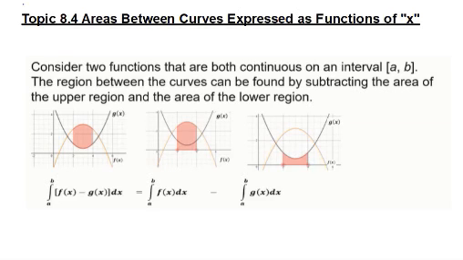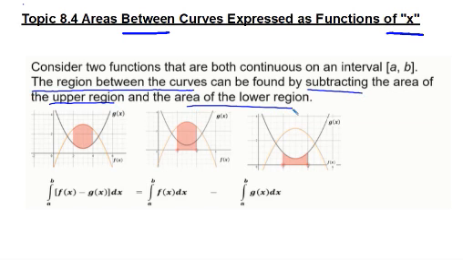Today we start working with topic 8.4, which is the area between curves, and we're specifically going to work with our functions with respect to x today. Consider two functions that are both continuous on an interval a to b. The region between the curves can be found by just subtracting the area of the upper region and the area of the lower region. So when we have two curves, like we see in our pictures here, it really just boils down to subtraction.